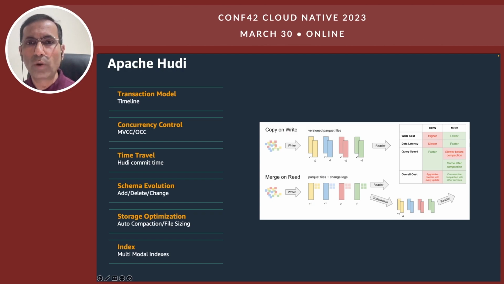Now I will quickly walk through three popular table formats. First one is Apache Hudi. Apache Hudi follows a timeline-based transaction model. A timeline contains all actions performed on the table at different instants of time. The timeline could provide instantaneous views of the table and support getting data in the order of arrival.